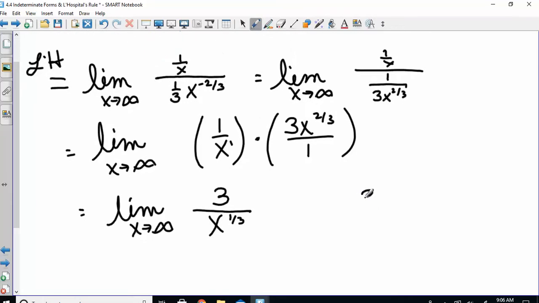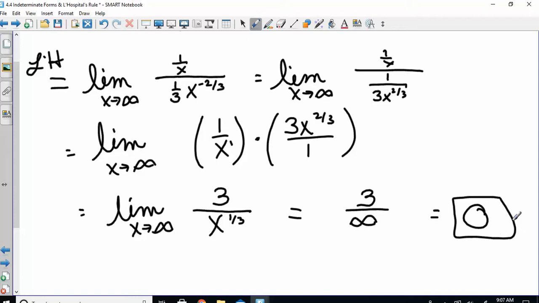All right, so the top is going to 3. What's the bottom going to? Infinity. Is that something I can do L'Hopital's with? No, it's not an indeterminate form. But we can figure this out. What happens if you take 3 and divide it by a bigger and bigger and bigger number? Anytime you have a number over infinity, it goes to 0.